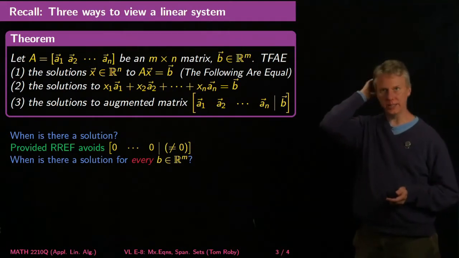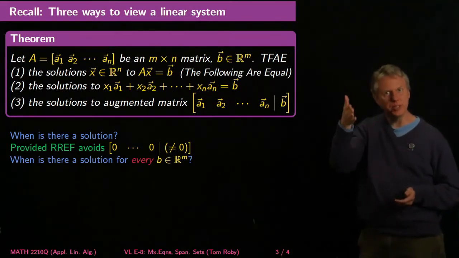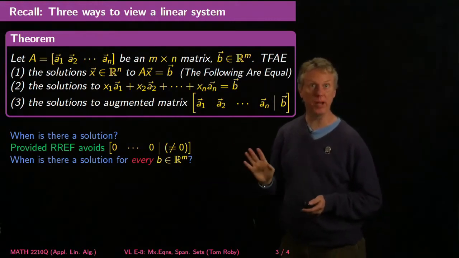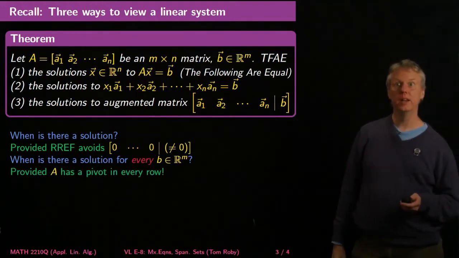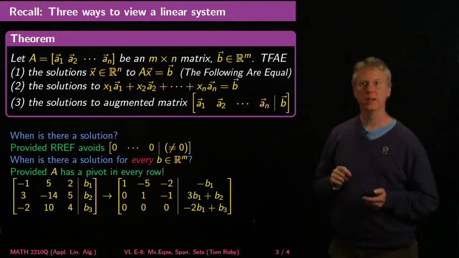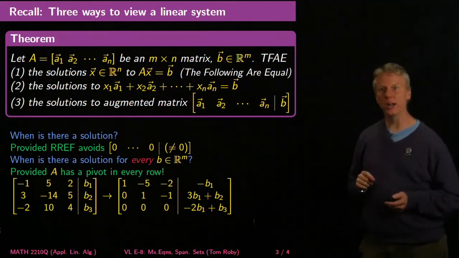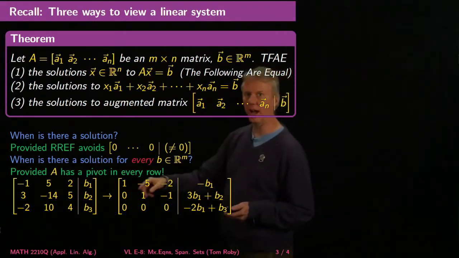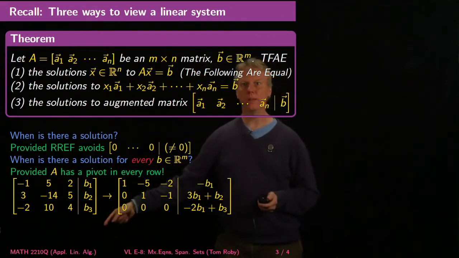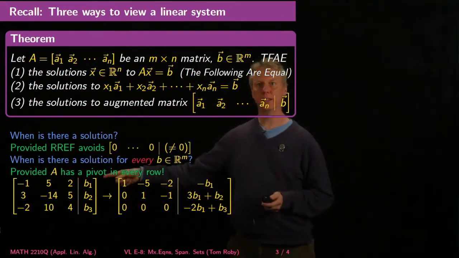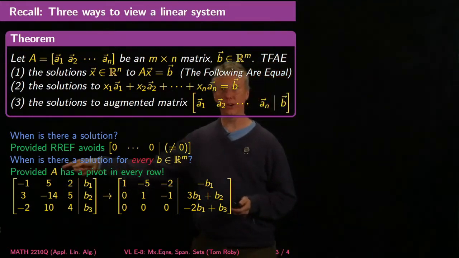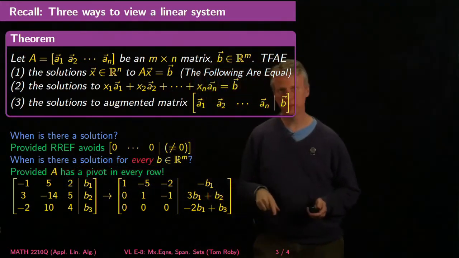But now I'd like to ask the question, not just is there a solution for some particular b, but when is there a solution for every possible b, every possible right-hand side I can think of? And that turns out to be true provided that A has a pivot in every row. So let's look at an example to see what kinds of things can happen. Here I've got a 3 by 3 matrix, so 9 coefficients, and a column vector of 3 things that I'm trying to write as a linear combination of those 3 columns.